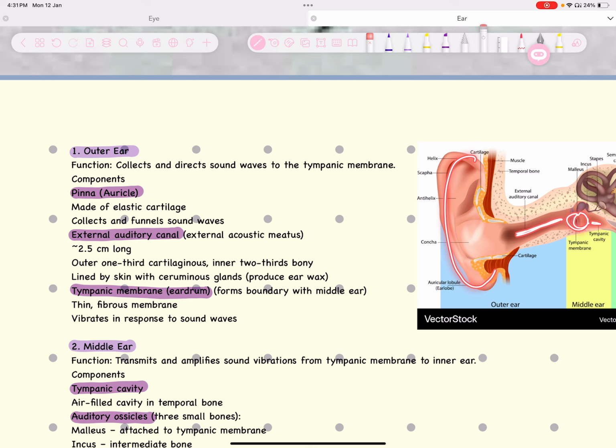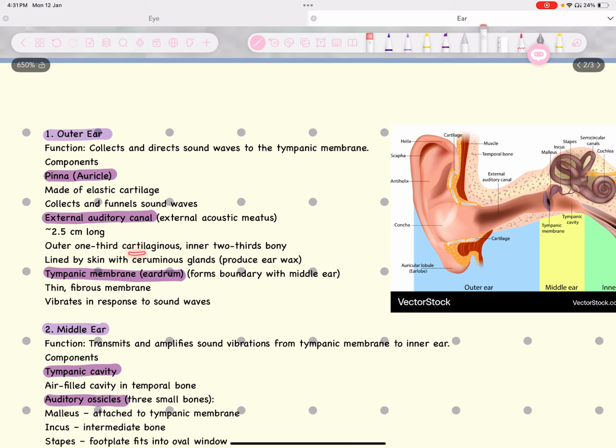So pinna, auricle, it is made up of elastic cartilage. Its function is to collect and funnel the sound waves. Then auditory canal, it is 2.5 centimeter long. The outer one third is cartilaginous, the inner two third is bony. You can see here, this is bony, inner two third, and outer one third is cartilaginous.